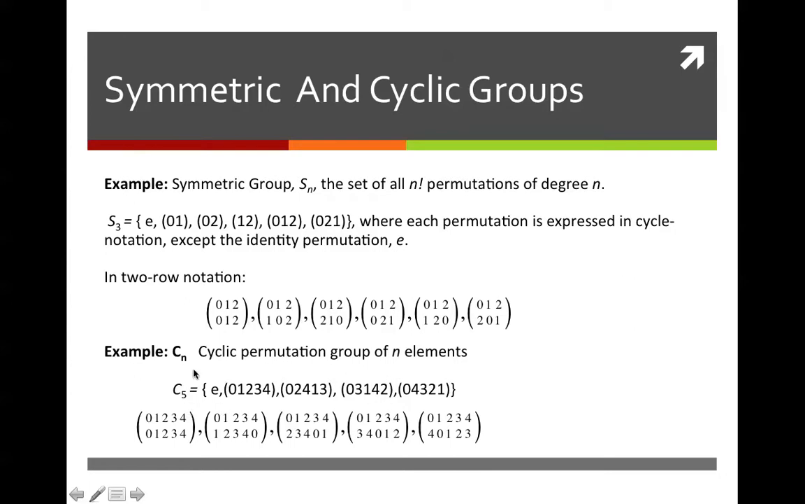In the two-row notation, these same permutations are written as 0 to 0, 1 to 1, 2 to 2, 3 to 3, 4 to 4. And then for the next map, this was the identity, 0 to 1, 1 to 2, 2 to 3, 3 to 4, 4 to 0. That's what this map is. This one is 0 to 2, 1 to 3, 2 to 4, 3 to 0, and then 4 to 1. And then the rest of it is written the same way.